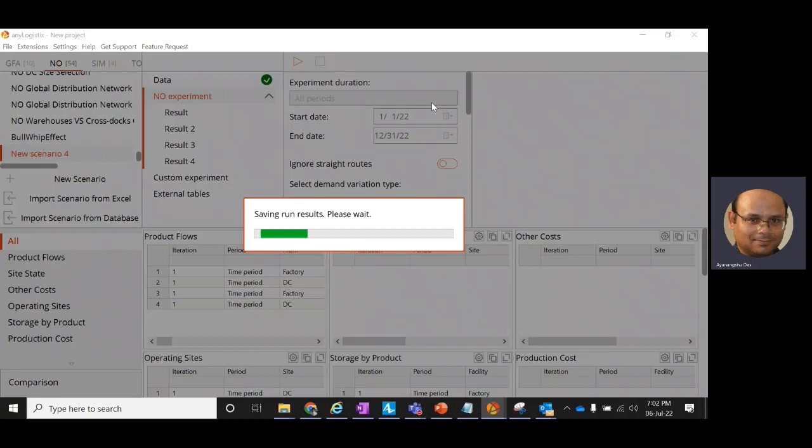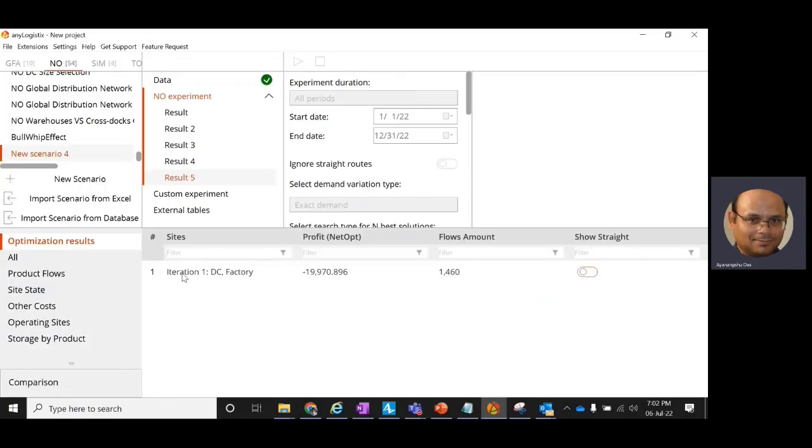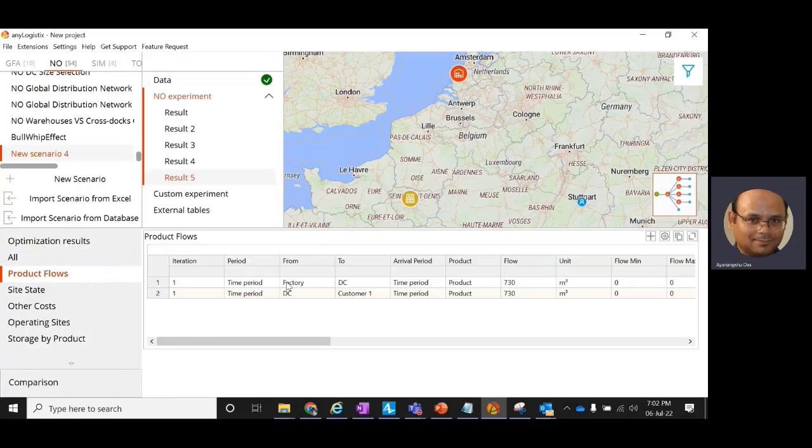So now we see that it should give us a flow where the flow is happening from a factory and it is going to a DC first and then from DC to customer. Let's see. So yeah, as expected, we see that the factory to DC, the amount, and then from DC to customer. That's the flow that's happening.